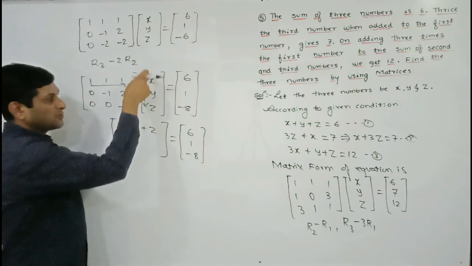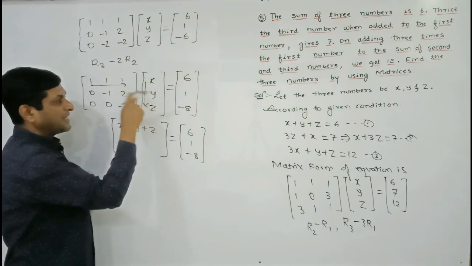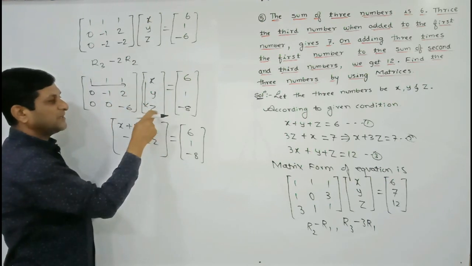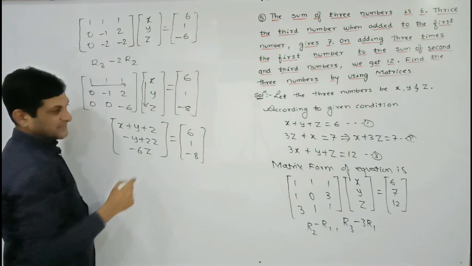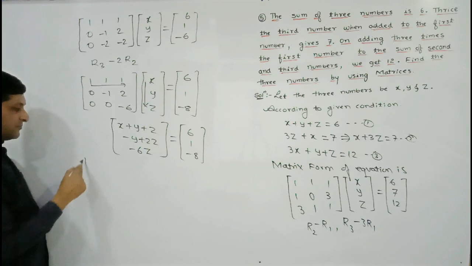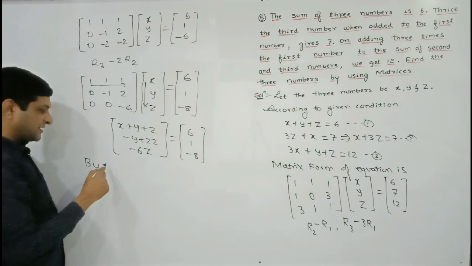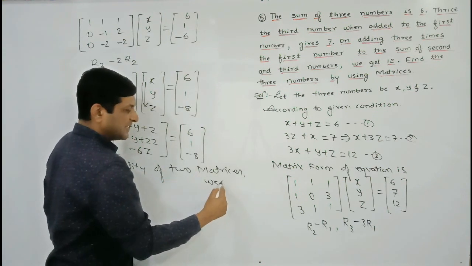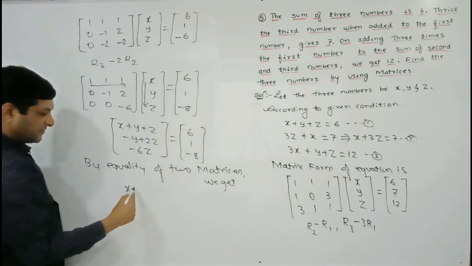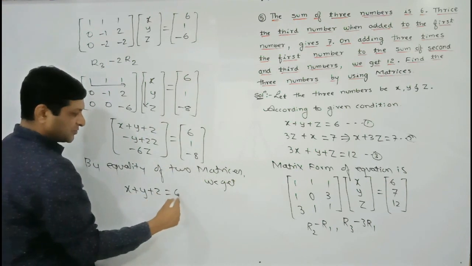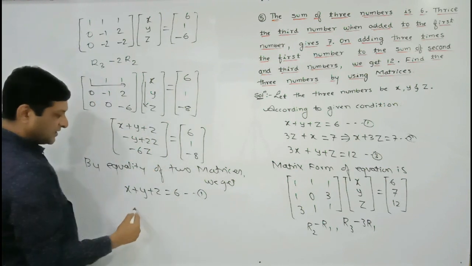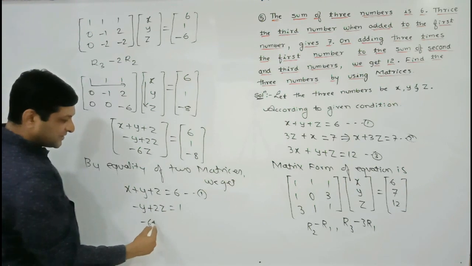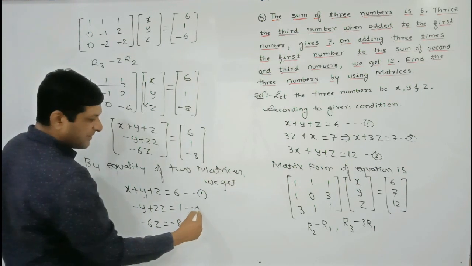Now multiply the second row by this column. What will we get? 0 minus y plus 2z, that is minus y plus 2z. Then 0 plus 0 plus minus 6z is minus 6z. So these two matrices are equal. That's why we are applying the definition of equality of two matrices. So by equality of two matrices, let us see what we will get here. Comparing the first element, x plus y plus z is equal to 6, denoted by equation number 1. Minus y plus 2z equals 1, minus 6z equals minus 8, denoted by equation number 2.